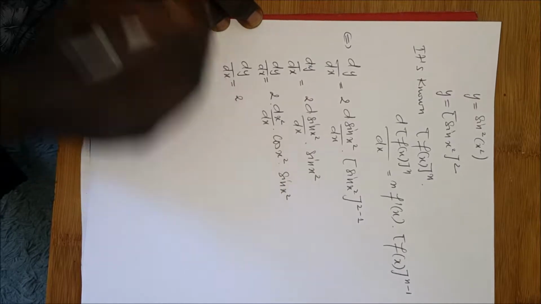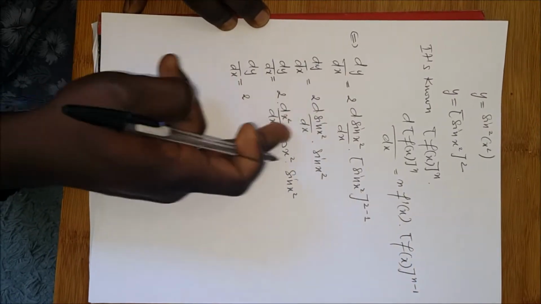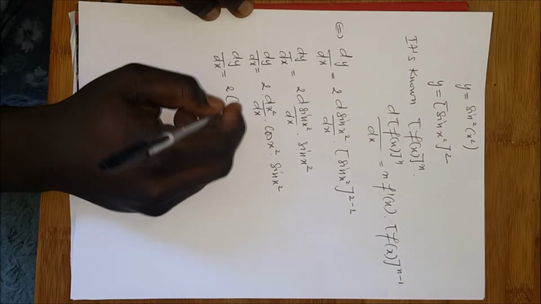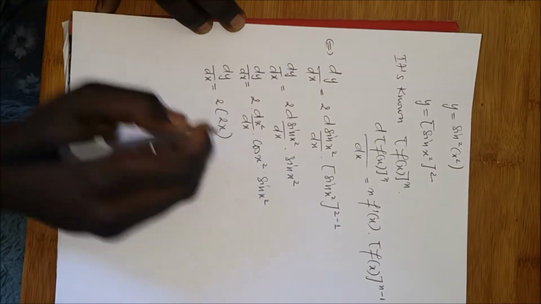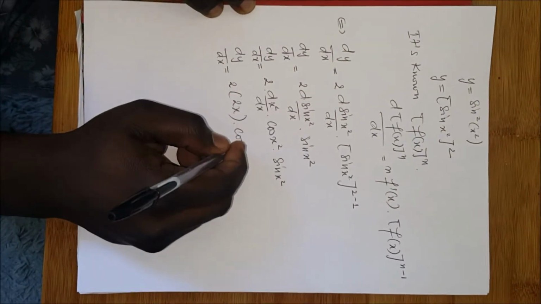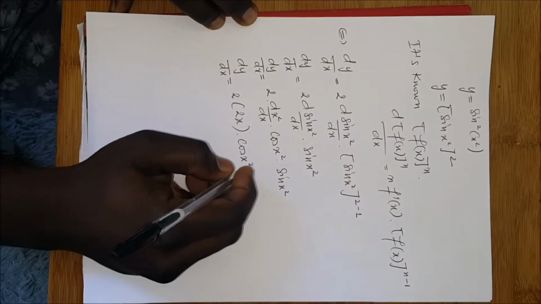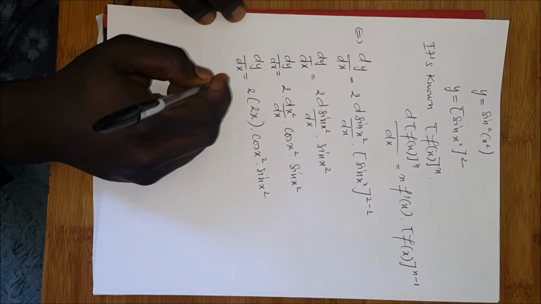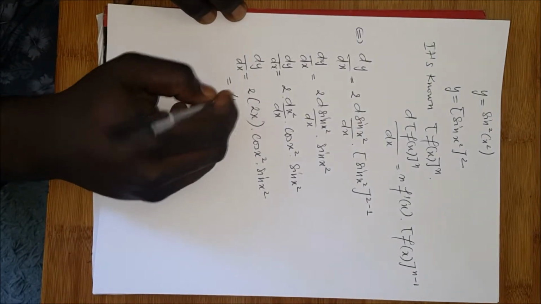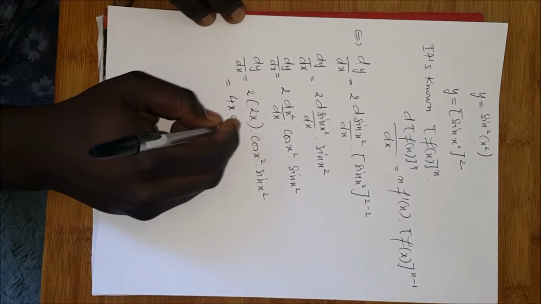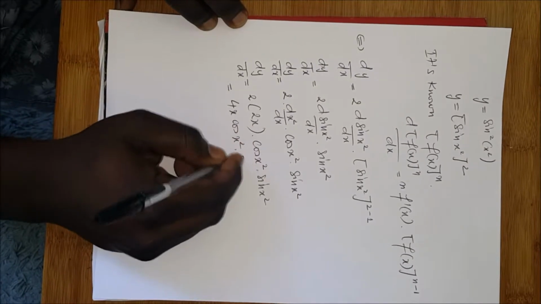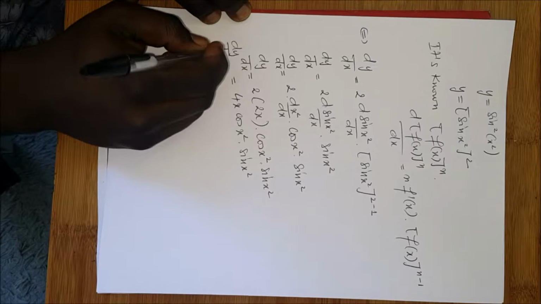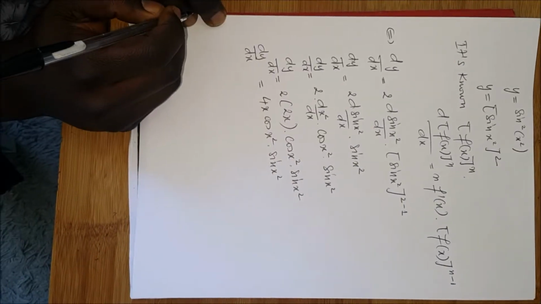So let's go further. We're going to have 2. Now we differentiate x squared. We know that if we differentiate x squared, it's going to be 2x, right? Multiplied by cos x squared multiplied by sin x squared, right? So here it's going to be 4x cos x squared multiplied by sin x squared, right? This is the differentiation of y.